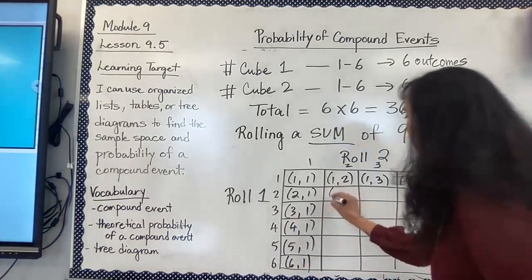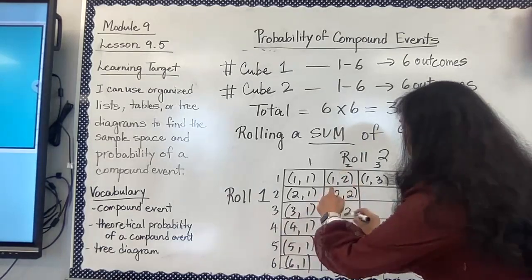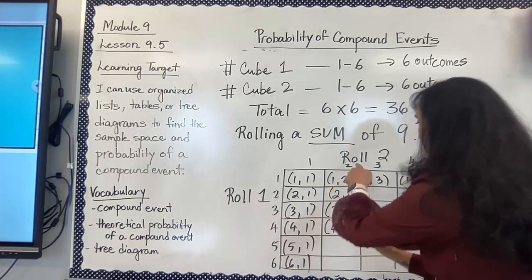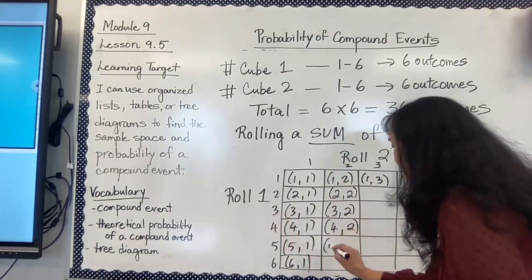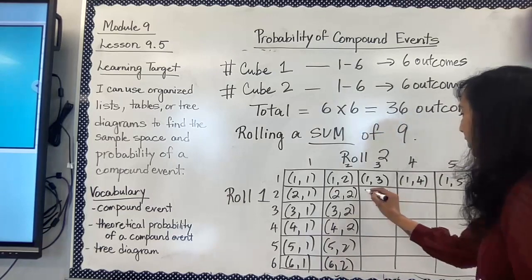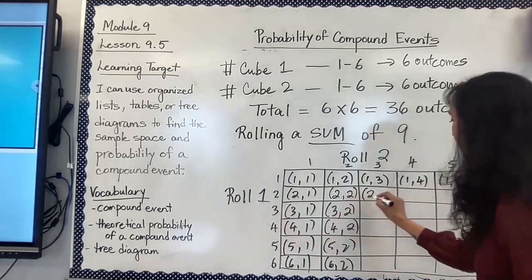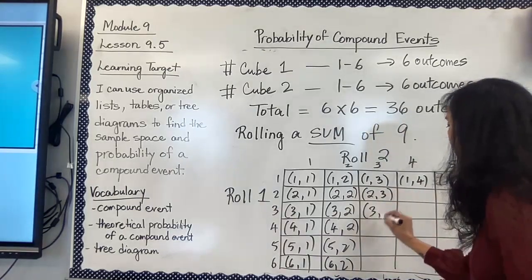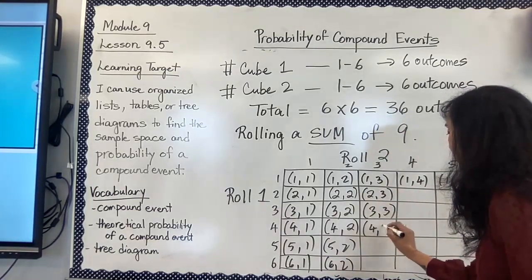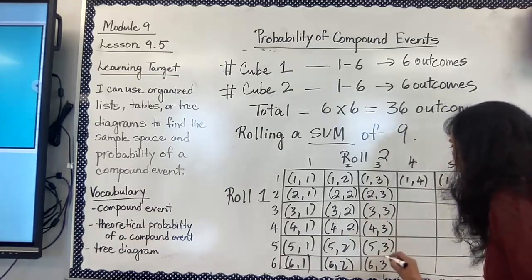Okay, and then here I have 2 and 2, 3 and 2, 4 and 2. So I'm just making these pairs, 5 and 2, 6 and 2. And then here, what do I have over here? I have 2 and 3, 3 and 3, 4 and 3, 5 and 3, 6 and 3.